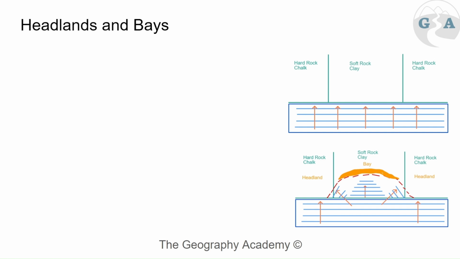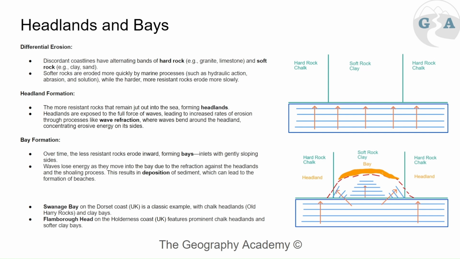So hydraulic action will attack the cliffs and it will erode back the soft rock quicker than the hard rock, and this will cause this natural change in the area. This is known as differential erosion. Softer rocks are eroded more quickly. Headlands are formed, and then the headlands will cause wave refraction. So the waves will move around the headland, and this will cause the formation of a beach and a bay as the waves go through the shoaling process.